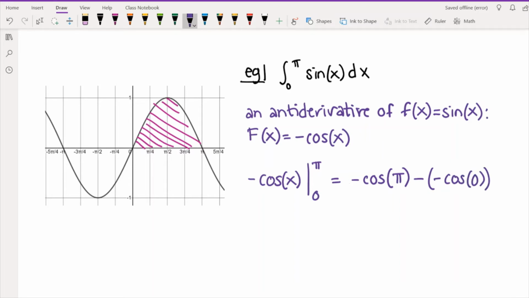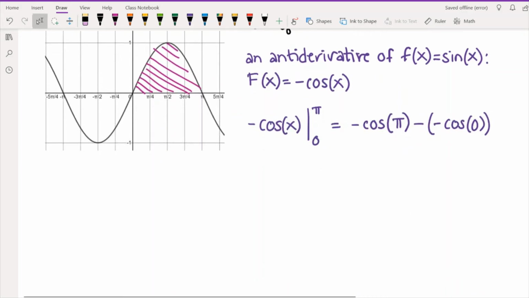I think really using FTC2 is fairly straightforward, but there is a lot of opportunity to make arithmetic errors. So just be really careful. Whatever you get by plugging in the lower bound, you're subtracting that entire thing. So if the thing that you're subtracting is itself negative, you're going to end up adding.